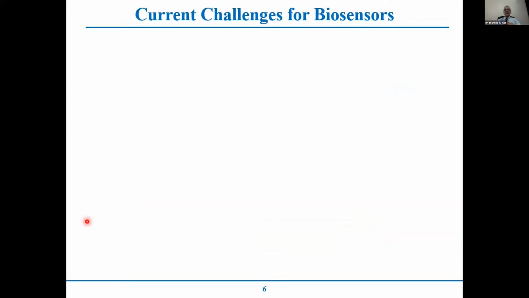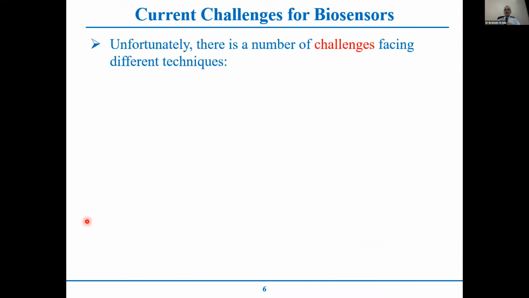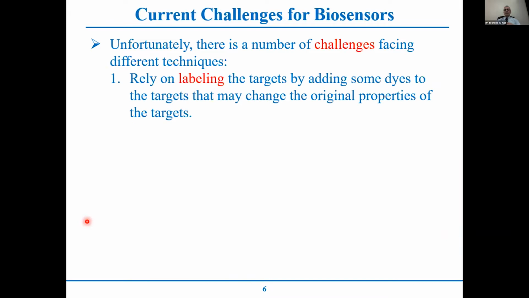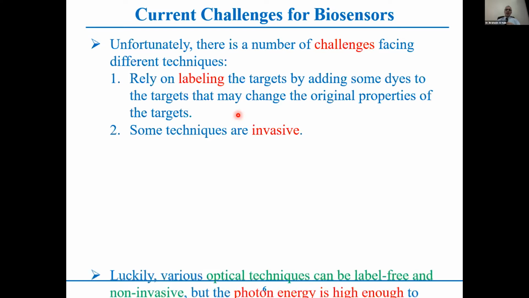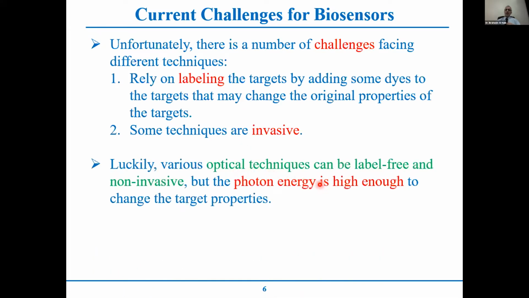Nevertheless, there is nothing ideal in life, so we have many challenges here. The challenges when you use different techniques that rely on labeling, so the target, basically like some dyes that may change the original properties of the target, and also some techniques rely on invasive methods. So luckily, we have the optical techniques that can be label-free and non-invasive. But the problem is the high photon energy that we have with the optical wavelengths that again change the target properties.